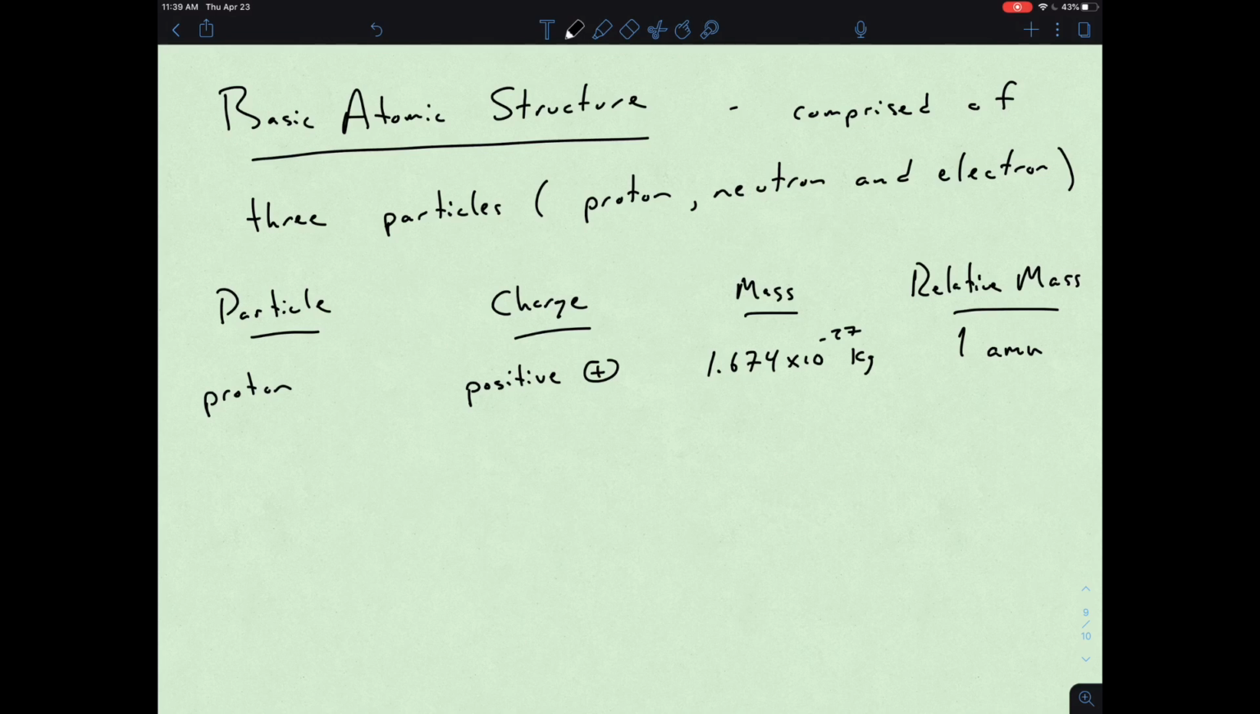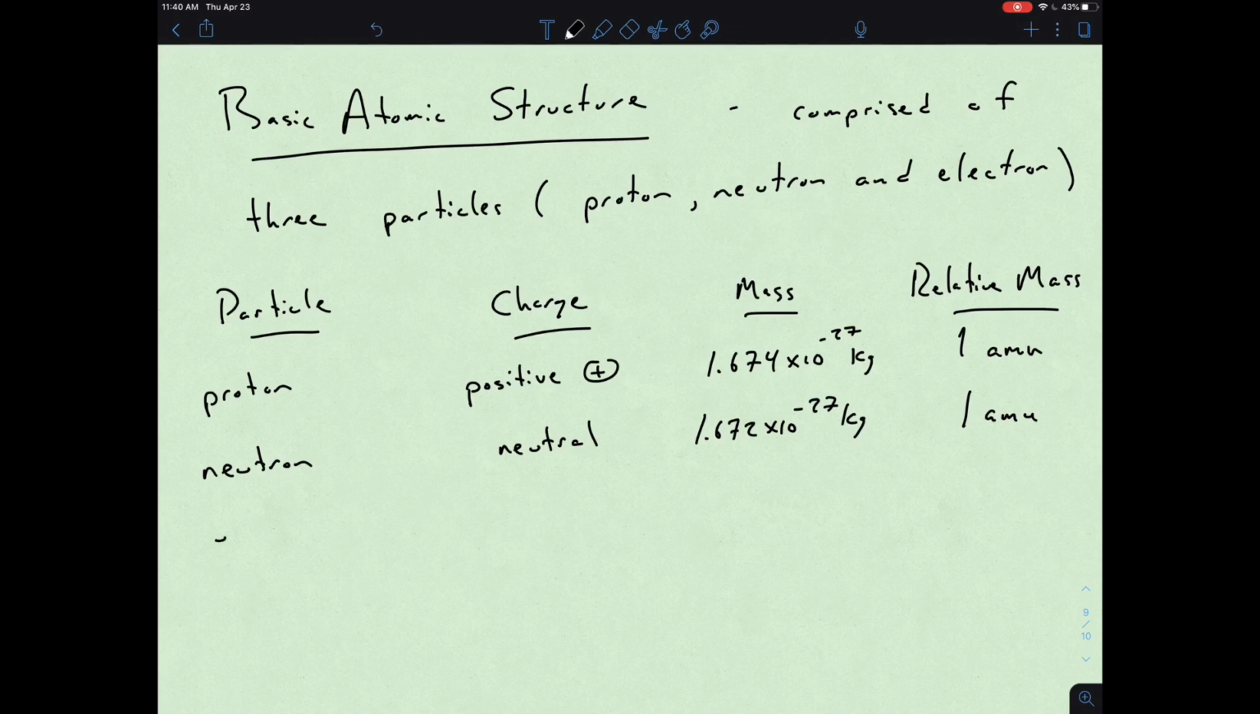I'll come back to the AMU in a second. We then have our neutron. A neutron is neutral, so there is no charge. And it weighs pretty much the same, pretty close. A little different to the proton, 1.672 times 10 to the negative 27th kilograms, and we also give that a relative mass of 1 AMU.